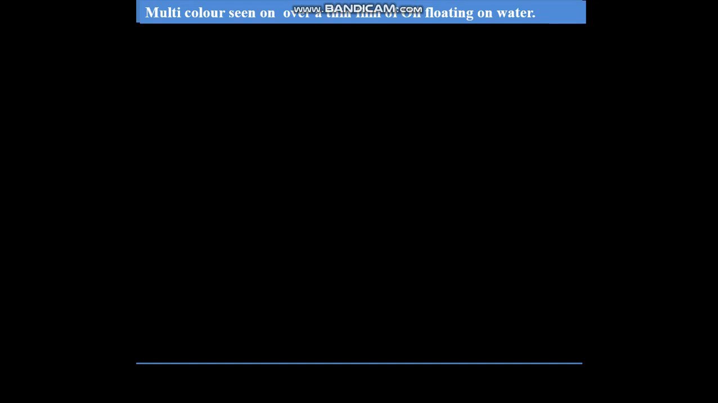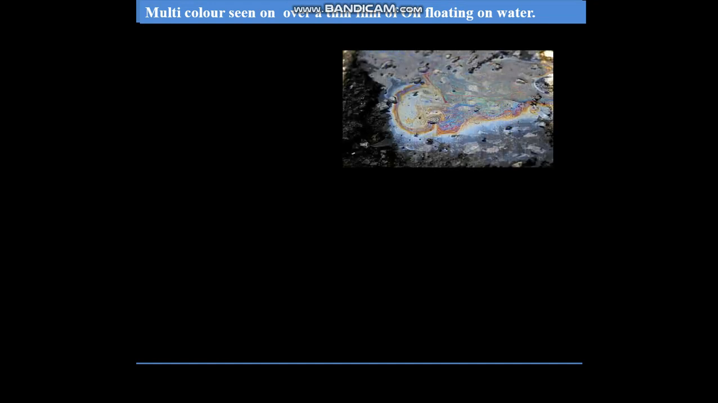Multicolor patterns over a thin film of oil floating on water. This is a very common thing that one might have observed when oil falls on water or petrol is spilled on rainwater. Let us see why.